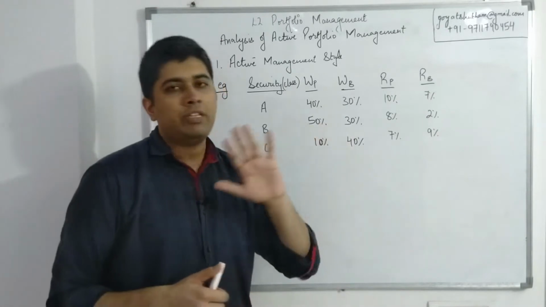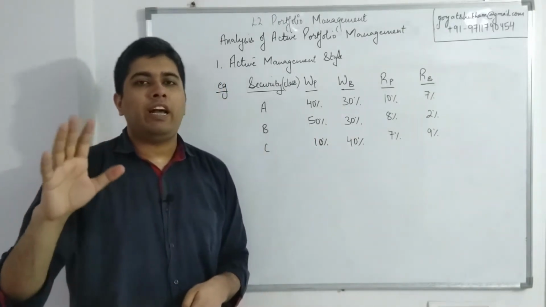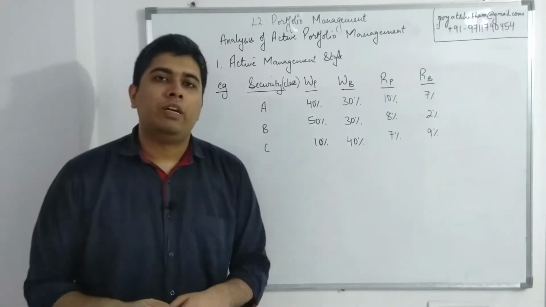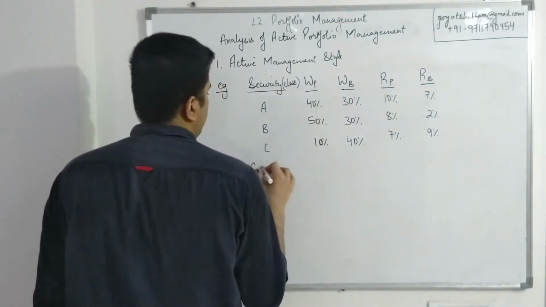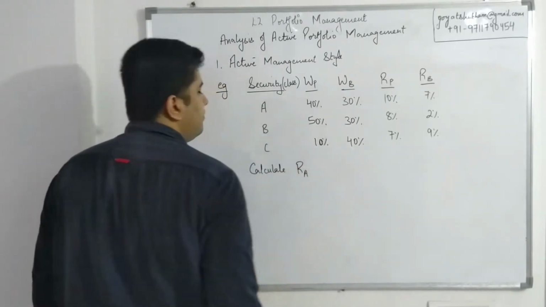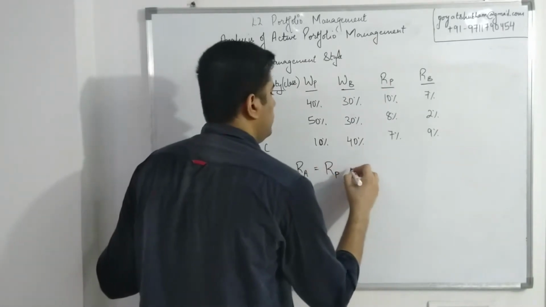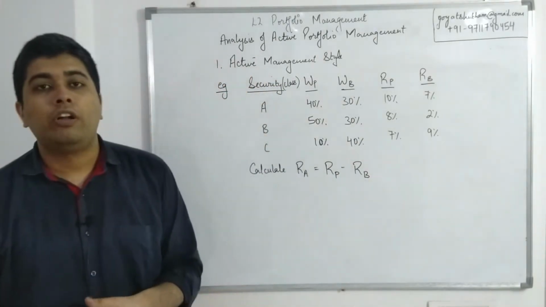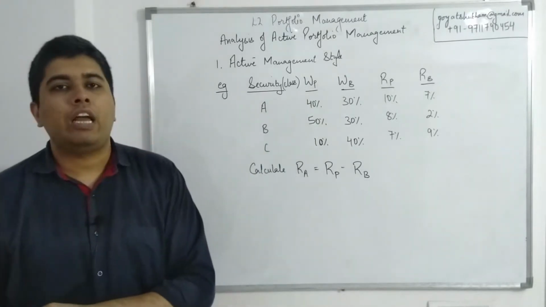Now, if you remember the basic portfolio return formula, portfolio return was just a weighted average: weight into return, weight into return, weight into return, just add them all. Now, using that, calculate active return. Active return would be return on portfolio minus return on benchmark. So just pause the video right here, give it a try. See if you can calculate this.